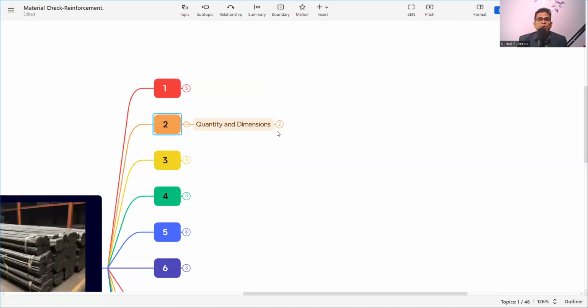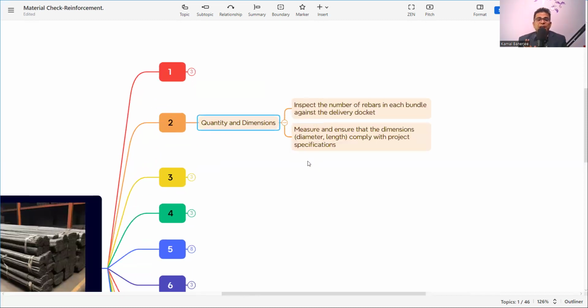Next we need to check the quantity and dimension. Inspect the number of rebars in each bundle against the delivery docket. In the delivery docket, it is mentioned how many bundles there are, and you need to check each rebar, or weigh the rebar on a weighing scale, so that you find the total tonnage of the rebar, and verify it against what the delivery docket mentions.